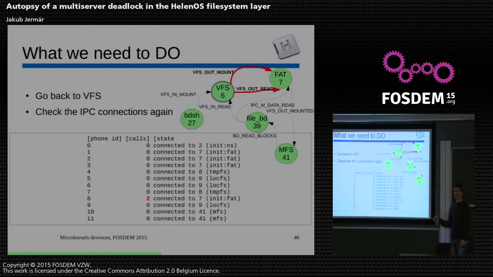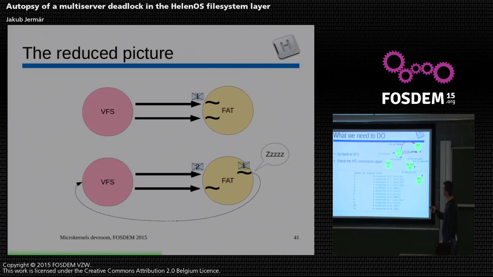Does it? Maybe it does, maybe it doesn't. But I can reduce the situation into this picture. So this was the situation when the VFS out mount request was sent. That's message number one. It was paired with the user space thread and everything was okay. But then, in order to answer that VFS out mount request, this fibril user space thread had to make some other IPC calls and send some other IPC messages.